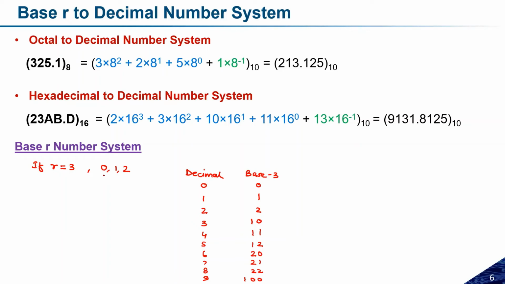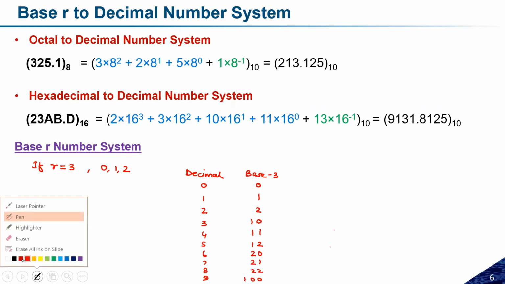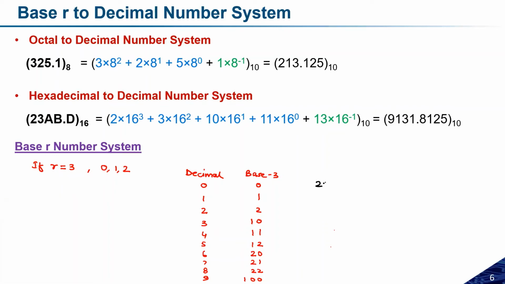Okay, so suppose I have any information which is written in base 3. Let us assume I have a number which is, let me change the color, 210 in base 3. And if I have to convert this number into the decimal number system, then what I have to do is simply follow the same kind of procedure we have done for the octal and the hexadecimal number systems. We place the positions like this: 0th position, 1st position, and 2nd position.